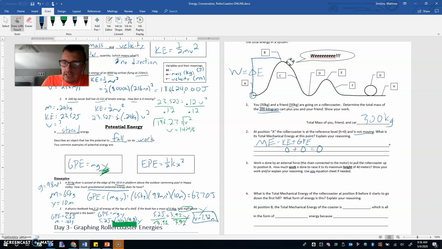Now, for this one, it says work is done by the chain to raise the coaster up to a height of 40 meters. And then it says how much work is done. Well, you may be at a loss here because you say, well, I don't know what the force is.